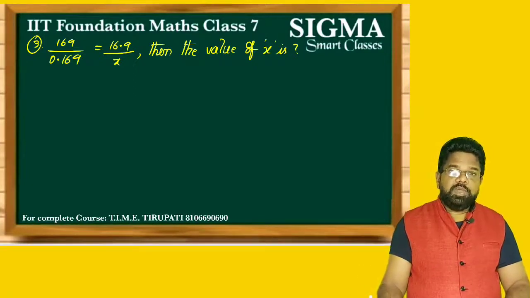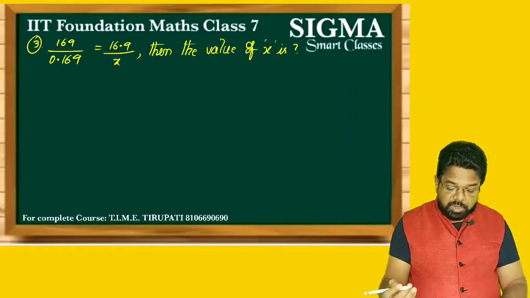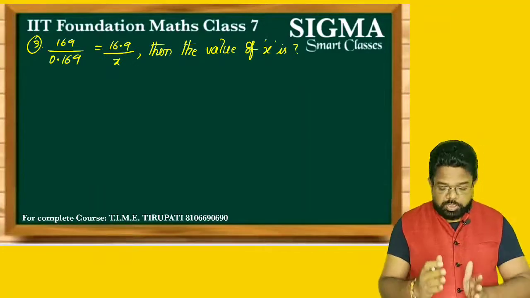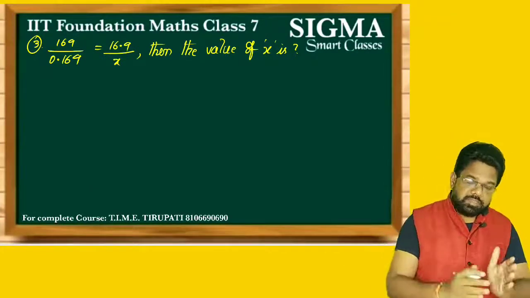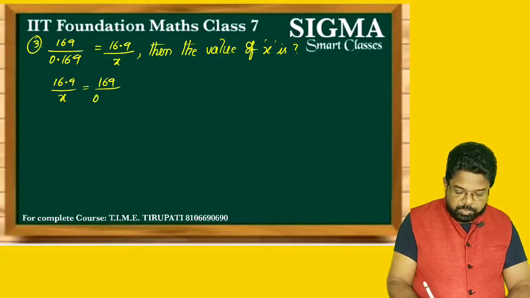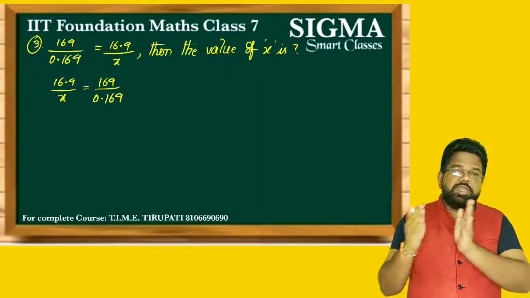How can you calculate the value of x? See here, 169 by 0.169 equal to 16.9 by x it is given. So make the plan. What you do? Right side x is there. Take it to this side first. So 16.9 by x is equal to 169 by 0.169. There is no change, just the right side value is taken as the left side value, and the left side value as the right side.